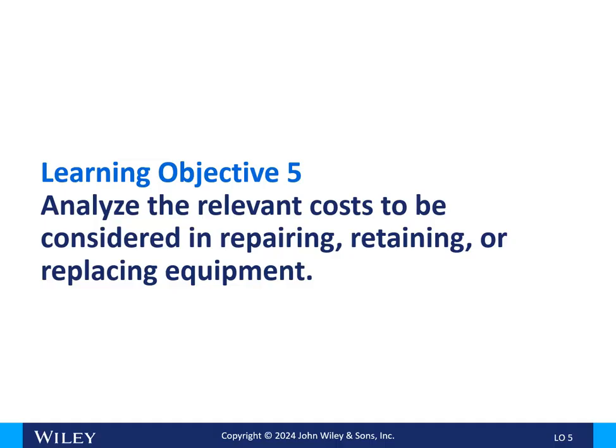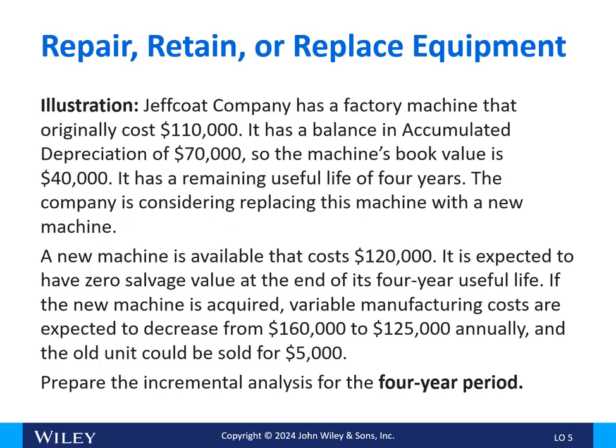Now let's look at relevant costs considered when repairing, retaining, or replacing equipment. So Jeffco Company has a factory machine that originally cost $110,000. It has a balance in accumulated depreciation of $70,000. So the machine's book value is $40,000. It has a remaining useful life of 4 years.